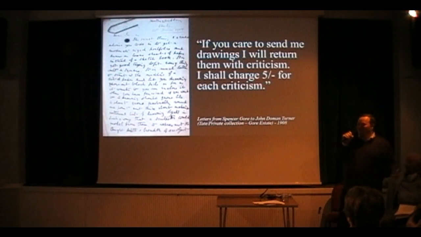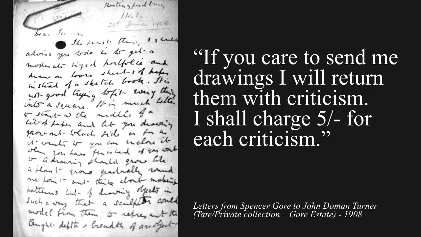And this is the moment where they exchanged. So John Doman Turner was introduced to Spencer Gore, and they made an agreement together. Gore said to Turner, if you care to send me drawings, I will return them with criticism, and I shall charge 5 shillings for each criticism. So what Turner used to do, he used to draw and sketch loads of work, package it up, and send it to Gore. Gore would then write critiques on it, and because he was deaf, this was a great way of critiquing the work that he did, and he would tell him how to improve his works.